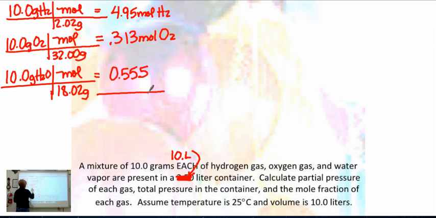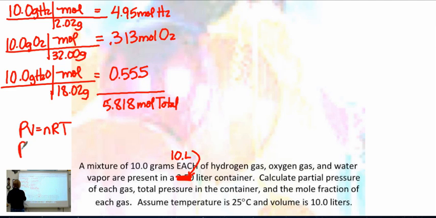If you wanted to add that up, you would have 5.818 moles total. If you wanted to get the mole fraction using the moles over the total moles. Now I'm going to get the pressure. I know that PV equals nRT, so my pressure is going to be nRT over V.